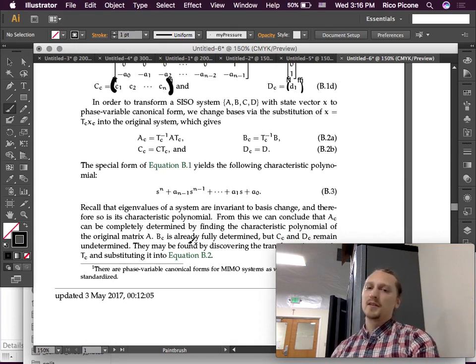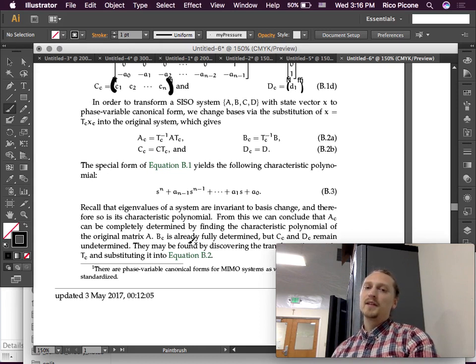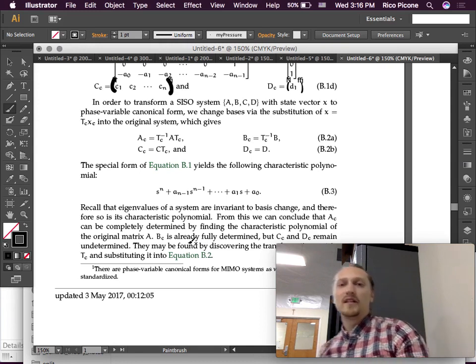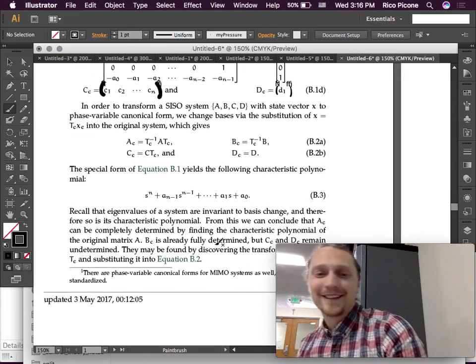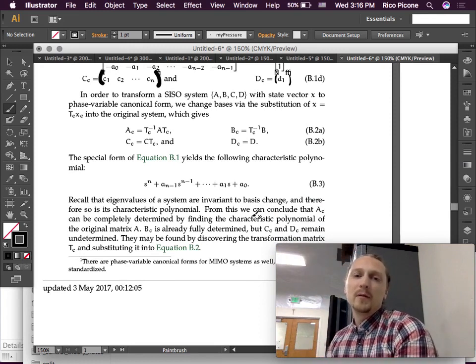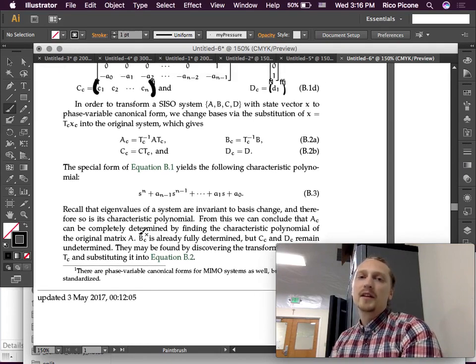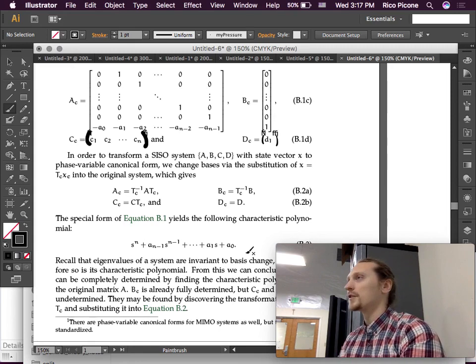Recall that eigenvalues of a system are invariant to basis change. That's an important fact, something that we need to keep in mind always. And therefore, so is its characteristic polynomial. From this, we can conclude that Ac can be completely determined by finding the characteristic polynomial of the original matrix A, because the characteristic polynomial is the same for any basis. And when it's in this form, the characteristic polynomial is just these bottom row coefficients. We can simply find the characteristic polynomial of the original A matrix, and we can find this Ac form immediately because we know what all those a coefficients are from the characteristic polynomial, which is nice.